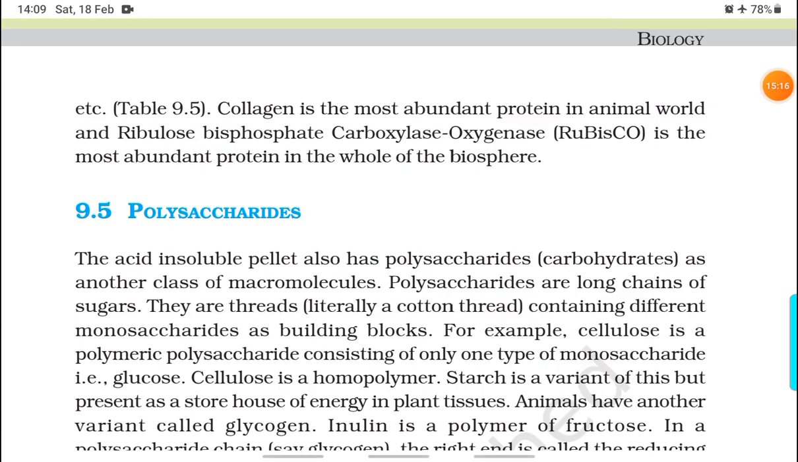Collagen is the most abundant protein in the animal world, and ribulose bisphosphate carboxylase oxygenase, RuBisCO, is the most abundant protein in the whole of the biosphere.